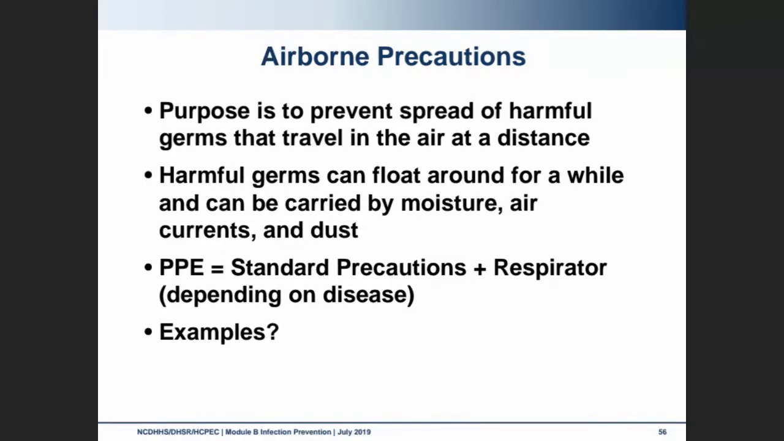So that was droplet. Now we're going to talk about airborne. Airborne precautions prevent the spread of harmful germs that travel in the air at a longer distance. So droplets go in the air, but they can only travel so far. They're heavier. Airborne germs can go much further. They can actually even float around in the air for a while. They can be carried by moisture, air currents, or dust.